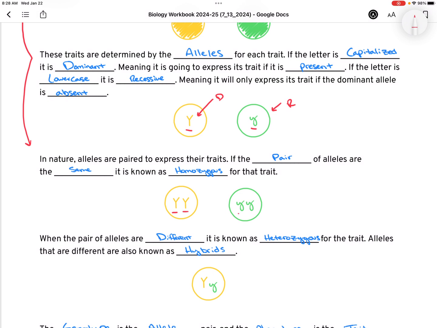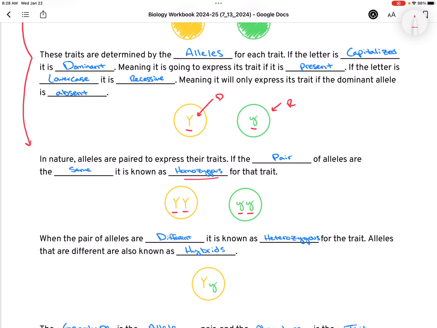Now, these little y's are recessive, and it's going to be green because there's no big yellow one there. We call this homozygous, and the reason we call it homozygous is it's the same: big Y, big Y, or little y, little y.